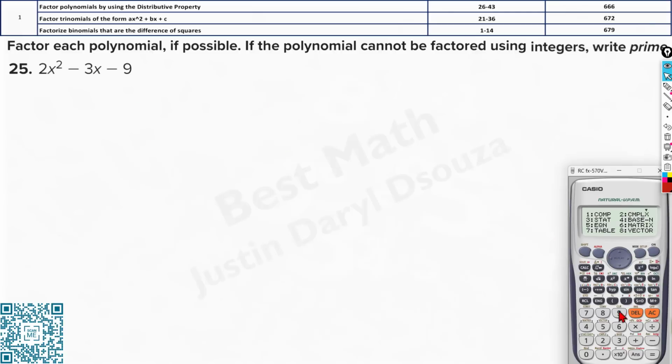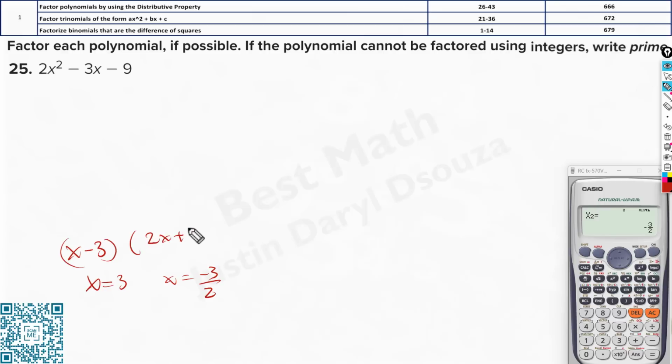Here let's do mode. Now there are no common terms over here. Mode 5 and 3, 2, minus 3, and lastly we have minus 9. And x is 3, and x is equal to negative 3 by 2. So when we take this x inside, it'll be x minus 3. This is one factor. And then over here, it'll be 2x plus 3.